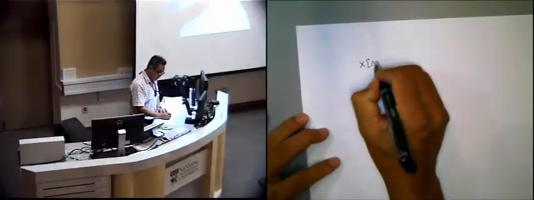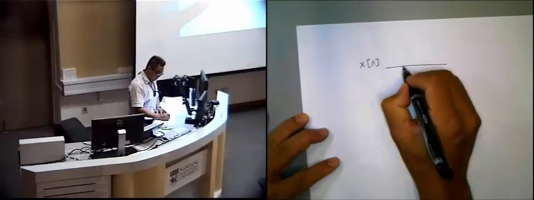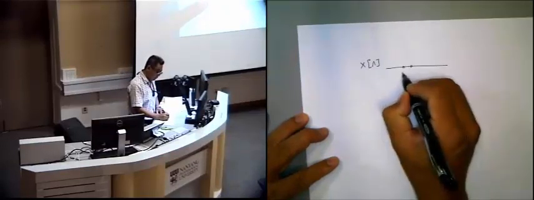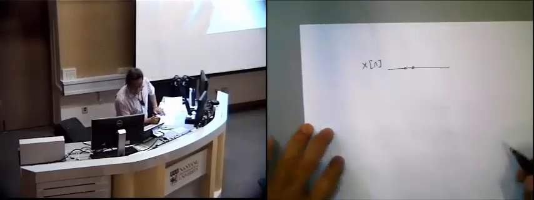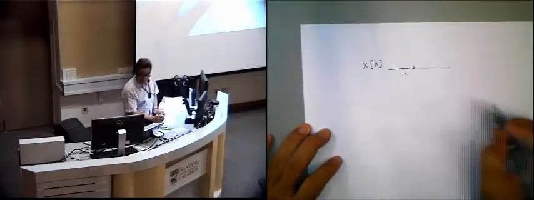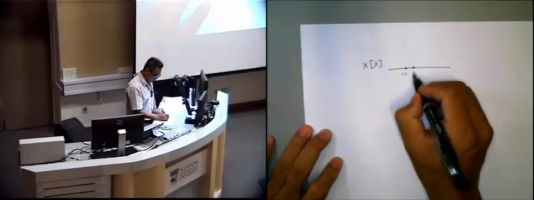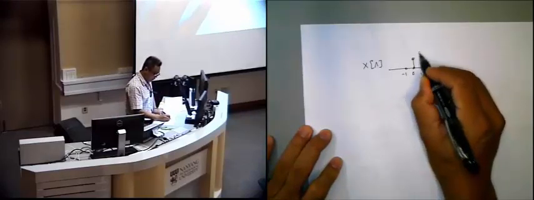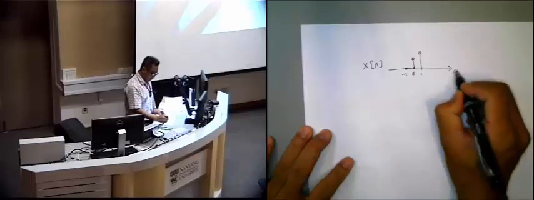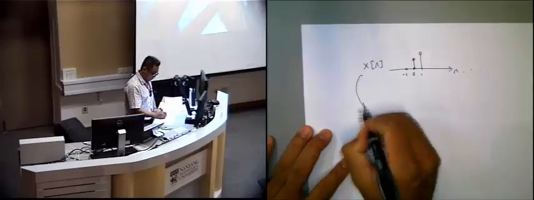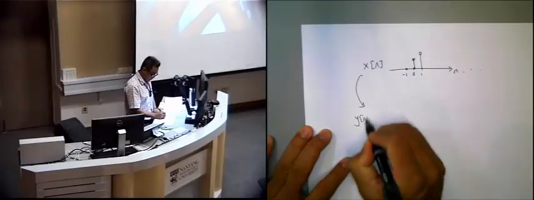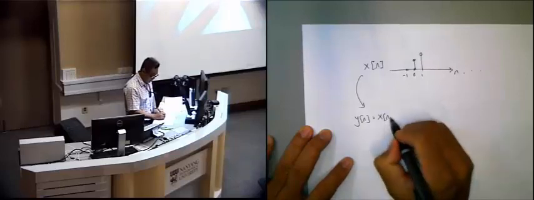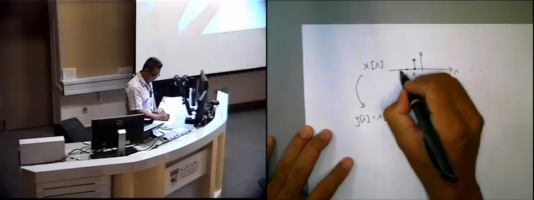x of n is having values of 0 at n equals minus 1. At n equals 0, it has some value here. And at n equals 1, it has some value here. And so on. y of n is a sequence of x of, not n minus 2 now, in this example, it is n plus 2.